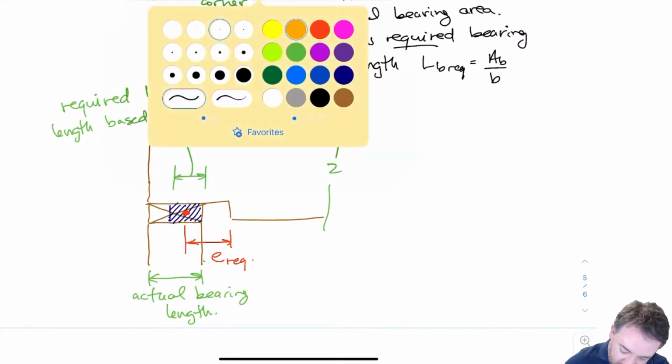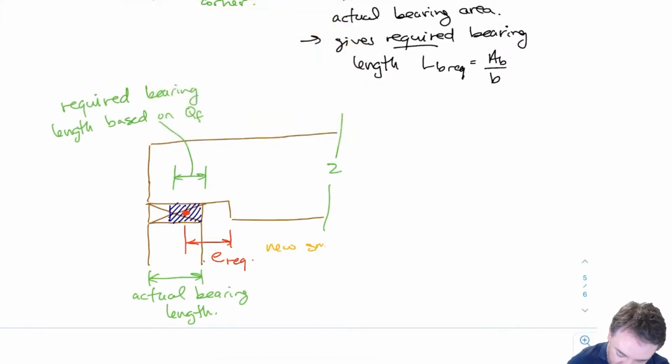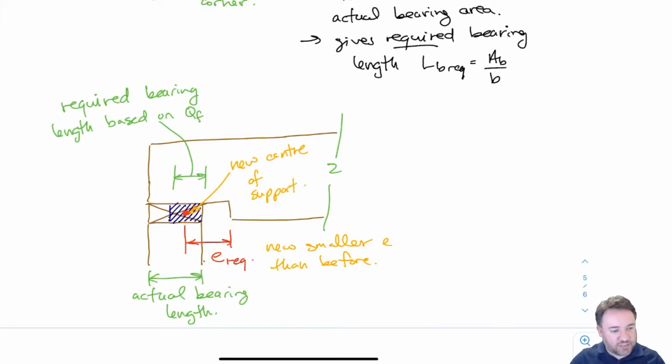And so this is a new smaller E. And this here is my new center of support. So this has allowed me to increase my shear strength. So this is a trick that I can use to increase my shear strength.